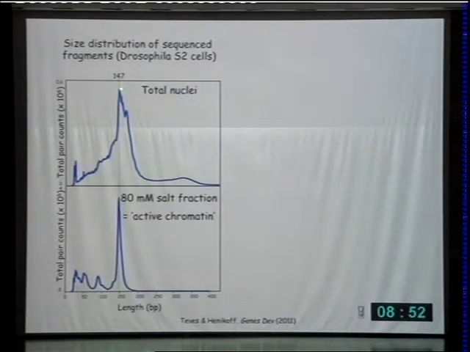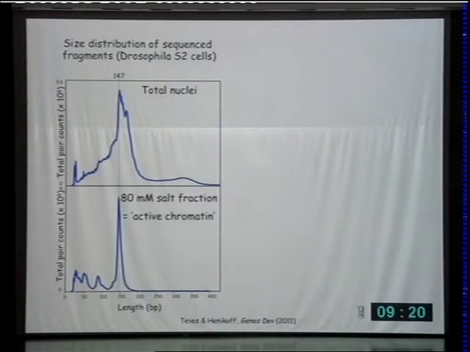So for total nuclei, we see a peak at 147. That's the well-wrapped nucleosomes. But we also see larger sizes. That's because of histone H1, which protects more of the nucleosome DNA from MNase digestion, a so-called chromatosome. Well, there's no H1 in the active fraction, so we see a nice peak here. We also see some smaller peaks, and we realized that among those smaller peaks, what we're seeing is RNA Pol2.